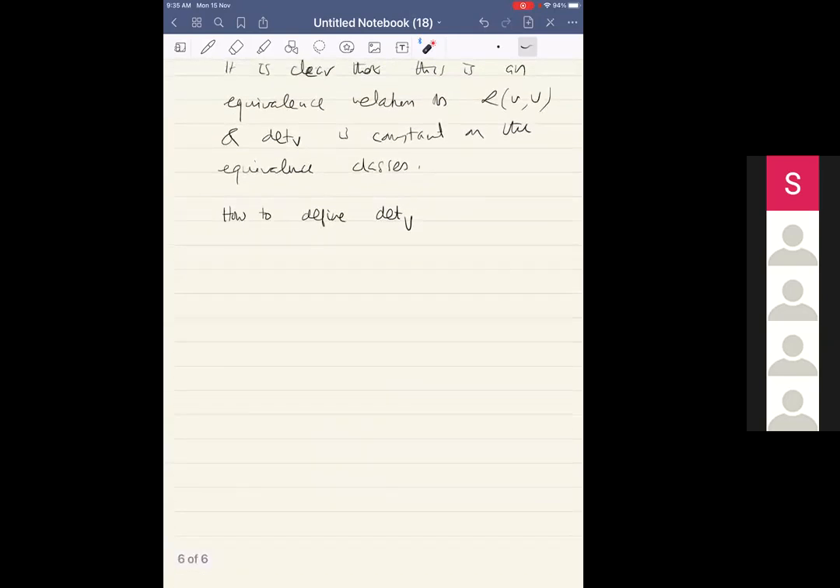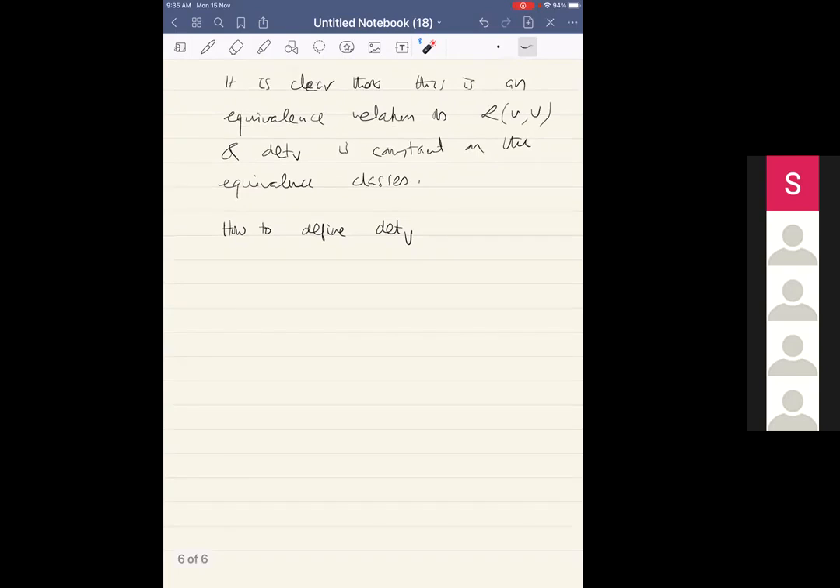So now how to define det V? In fact, we saw a glimpse of that in the last class. As somebody said, and I have also said, the difference between a vector space of dimension n and R^n is just that you have to choose a basis. Once you choose a basis, then there is no difference between a vector space of dimension n and column vectors of length n. So this is how you do it.